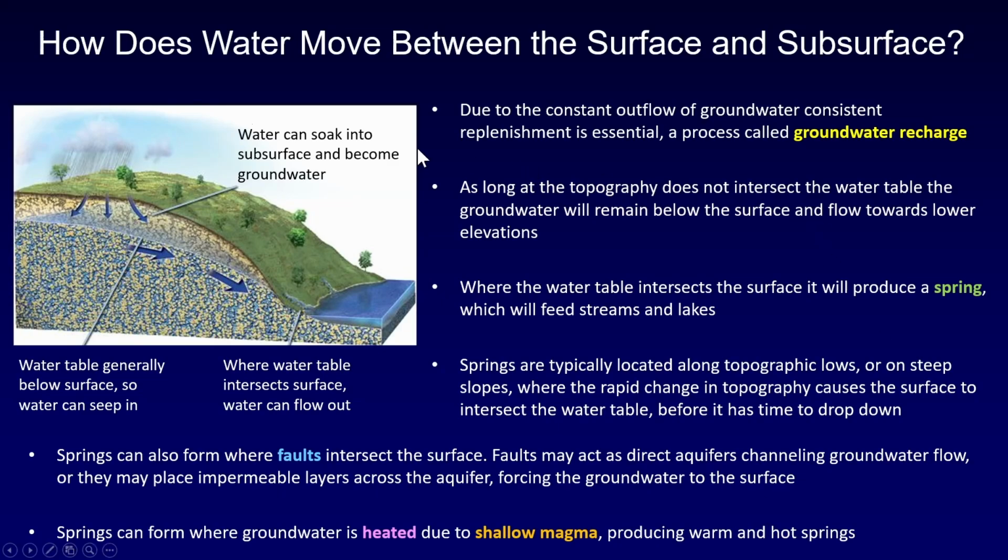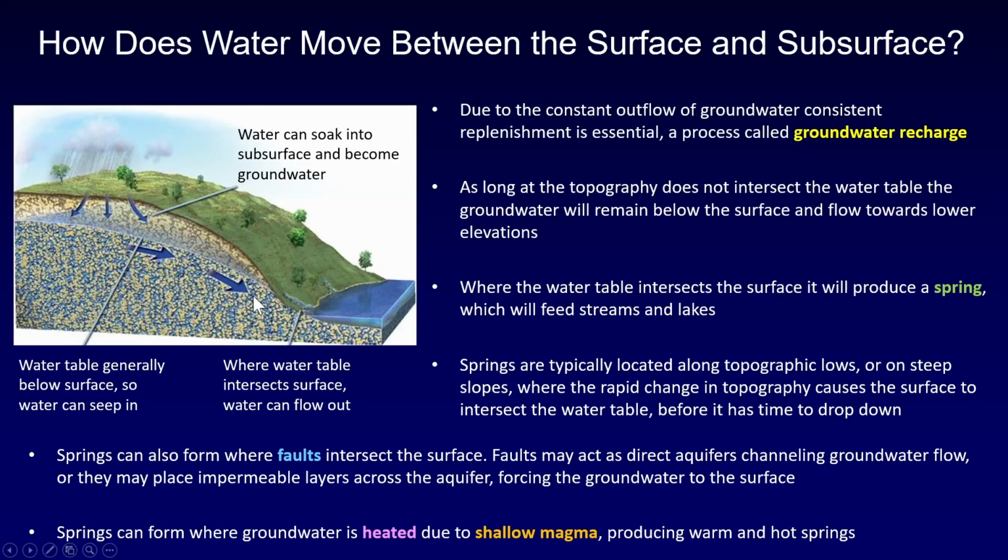So the first thing I'm going to look at is how does water move between the surface and the subsurface? So due to the constant outflow of groundwater, consistent replenishment is essential. And so this process is called groundwater recharge. So if we look at our diagram here, we clearly have a situation where we have our saturated zone down here. Here is our water table, and we can see that it's intersecting the surface of the earth right here. And so we're going to end up forming springs along this point where the water table is intersecting the surface.